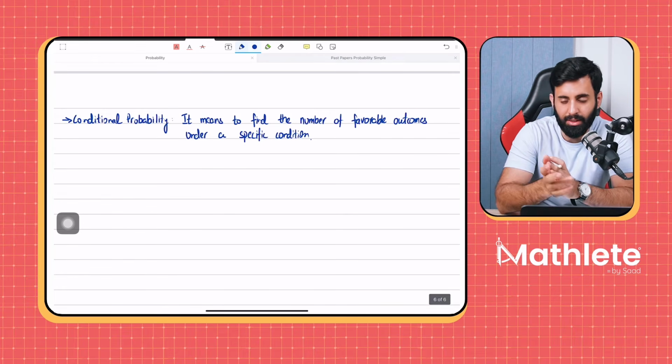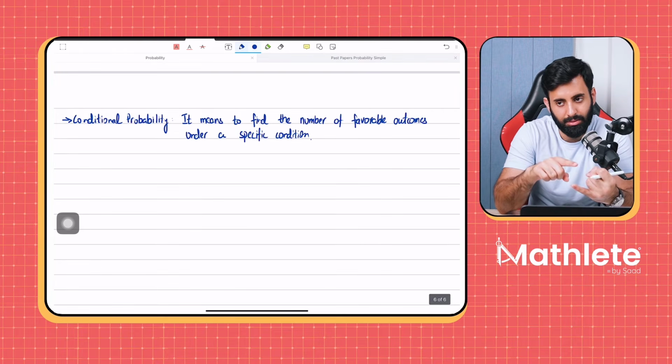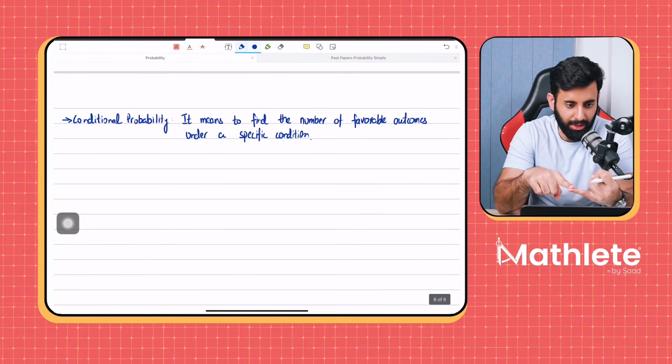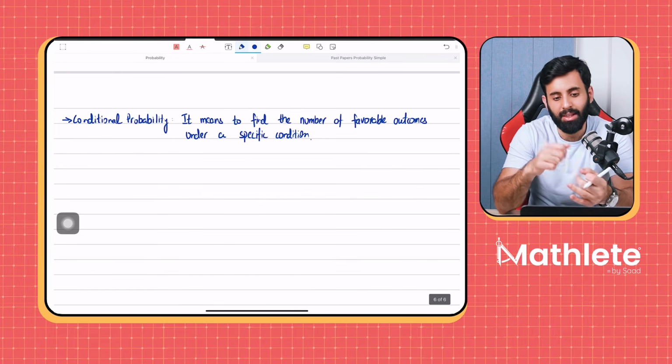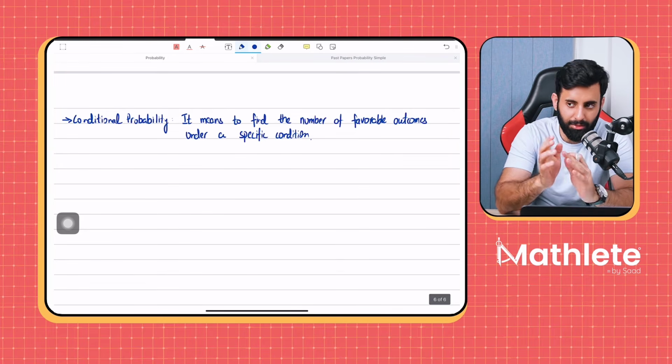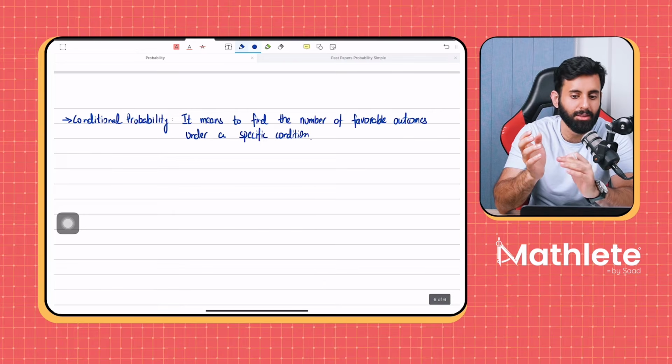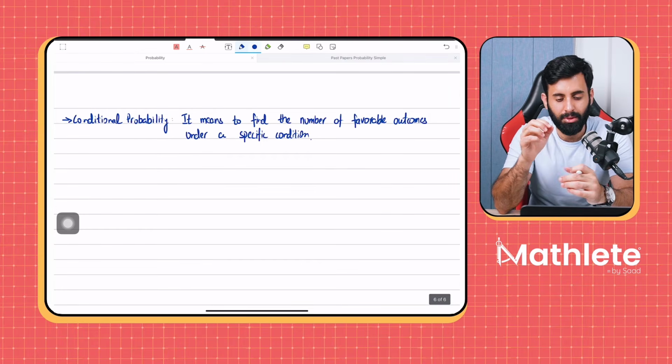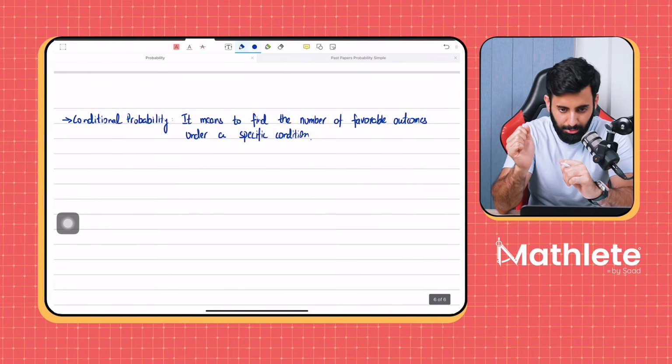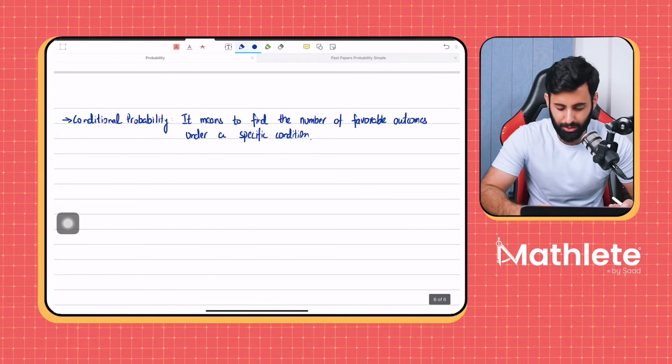Or it could be like this. Given that Ali travels by car, find the probability that he is late. So whenever you see the word given, that is your cue that the question belongs to conditional probability. It belongs to the category of conditional probability.